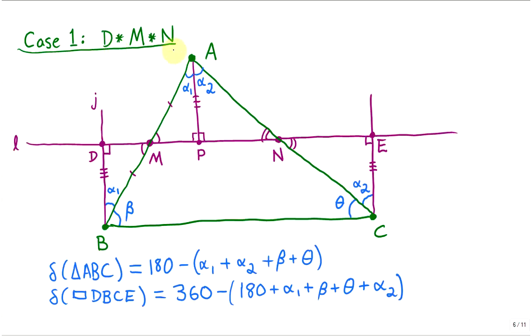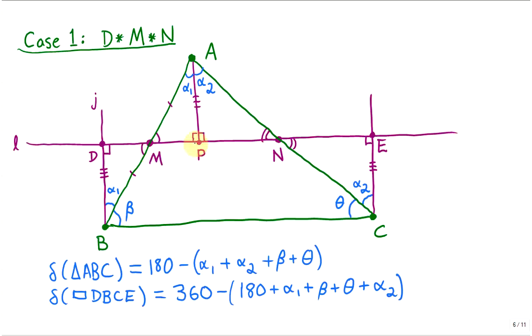In our first case, we start with our triangle ABC, and we've marked the angles of ABC. A, we've marked that as a sum of 2 angles, alpha 1 and alpha 2. The angle with vertex B, we've marked that as beta. The angle with vertex C, we've marked that as theta. And again, we go through our construction. D is to the left of M and N. And as before, we have congruent triangles.